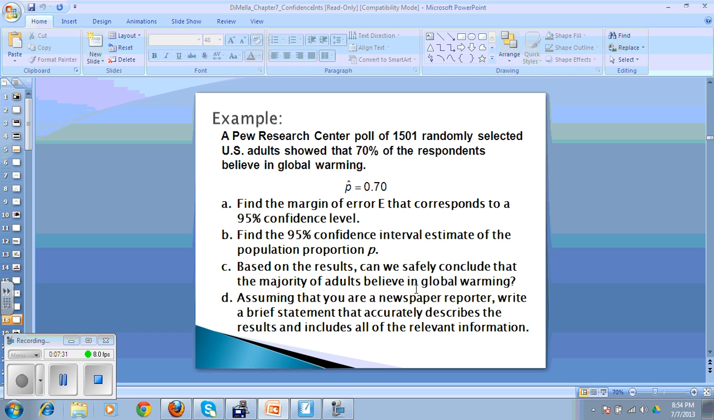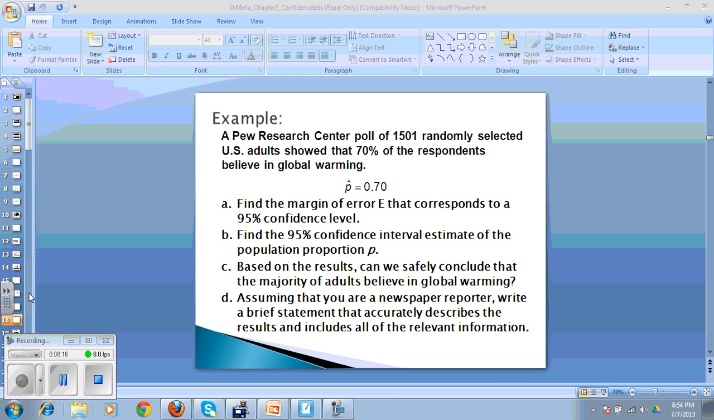So here is our story, a Pew Research Center poll of 1,501 people. The poll showed that 70% of the respondents said they believe in global warming. And so let's say that that is a success for us, that we want that people believe in global warming. And so p hat is 0.7. That's what we found out. We want to find the margin of error that corresponds with the 95% confidence interval. We want to find the population proportion, and then we're going to talk about what that means. So let's talk about what that means.